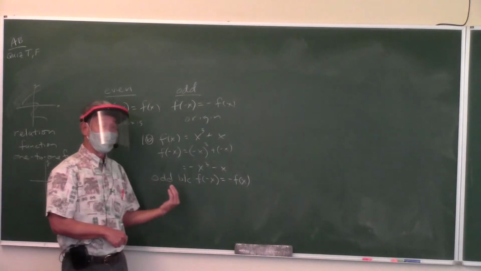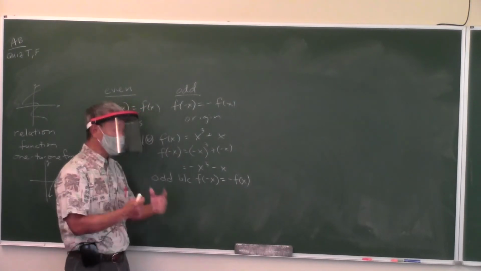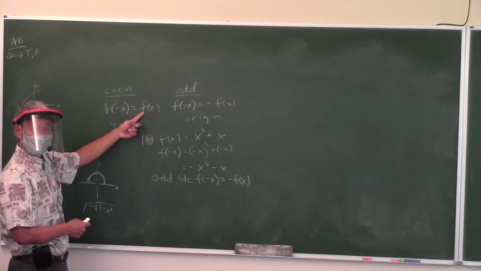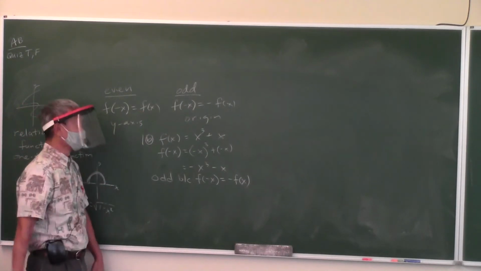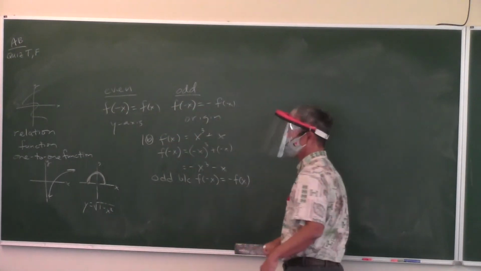Okay, what if it came out even? Then what do you say? Because f of negative x equals f of x. You have to state the definition. I'm trying to train you for BC calculus, or any calculus for that matter.